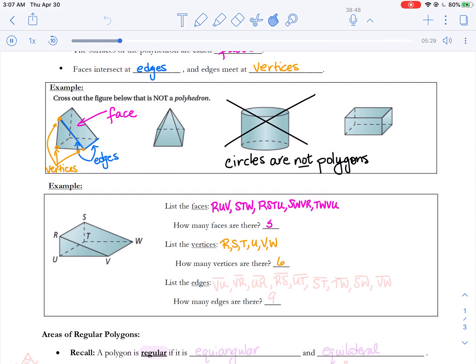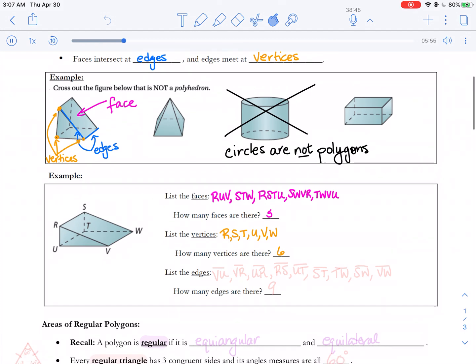Okay, ST. Okay, what else? TW, SW, VW. I strongly recommend you trace over them as you're writing them down because it's really easy to confuse which ones you've already written and to miss some of them. Okay, so there's how many total? We'll count again. 9.